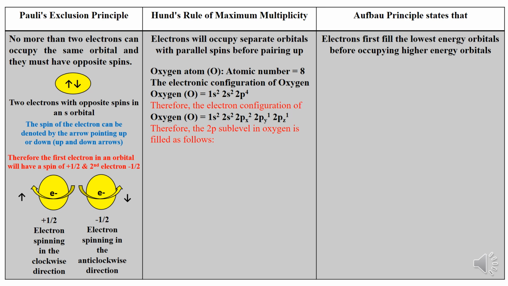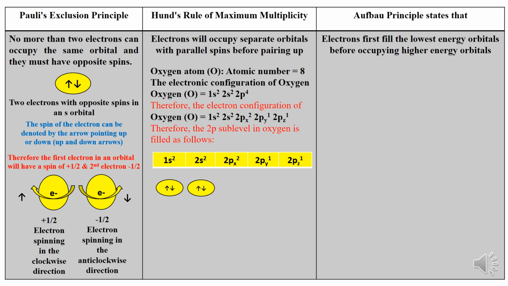The electronic configuration of oxygen will be 1s2, 2s2, 2p4. Remember, Hund's rule says that electrons will occupy separate orbitals with parallel spins before pairing up. Therefore, the electronic configuration of oxygen will be 1s2, 2s2, 2px2, 2py1, 2pz1. You should be very careful when you are filling the p orbitals, because p orbitals are degenerate orbitals of the same energy level. And therefore, the 2p sublevel in oxygen is filled as follows: 1s2, 2s2, 2px2, 2py1, 2pz1.